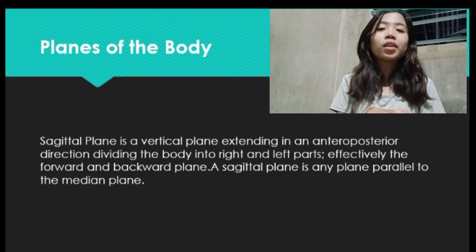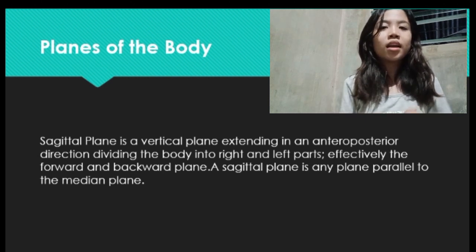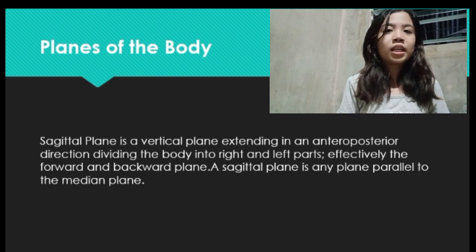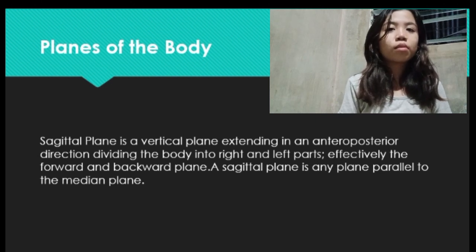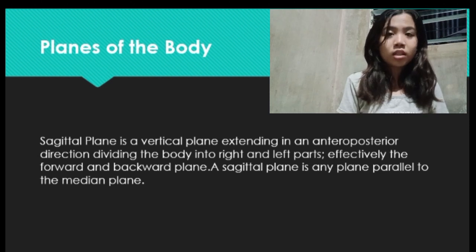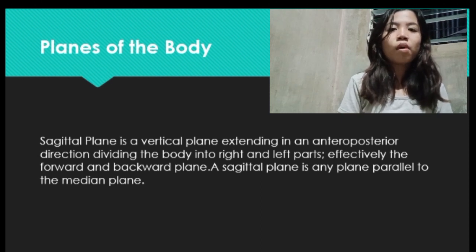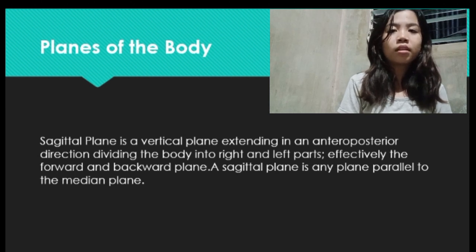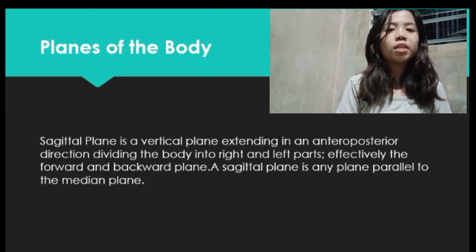Sagittal plane is a vertical plane extending in an antero-posterior direction, dividing the body into right and left parts. Effectively, the forward and backward plane. A sagittal plane is any plane parallel to the median plane.